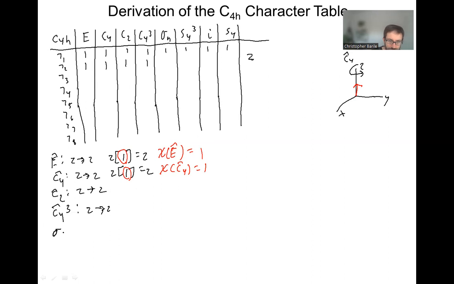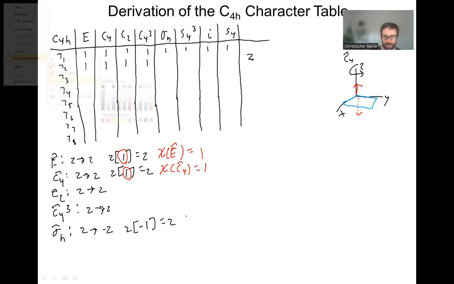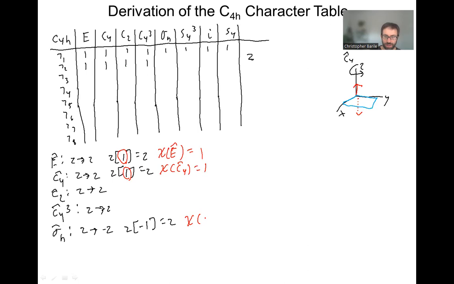Sigma H. Let's think about sigma H. That's the next one. This one, Z actually goes to negative Z. And the reason why is if we have a perpendicular mirror plane, which is going to be in the XY plane, that Z vector is now lying above that plane. So it's going to see itself in the mirror and be reflected into negative Z when you do that operation. So that's going to get us Z goes to negative 1 times Z as our 1x1 matrix. In our character table, our character of the sigma H operation is going to be negative 1. So we're actually going to put a negative 1 here.